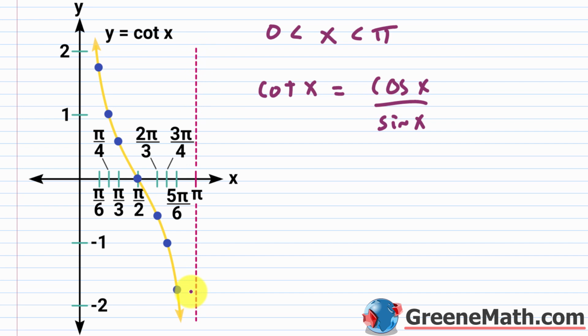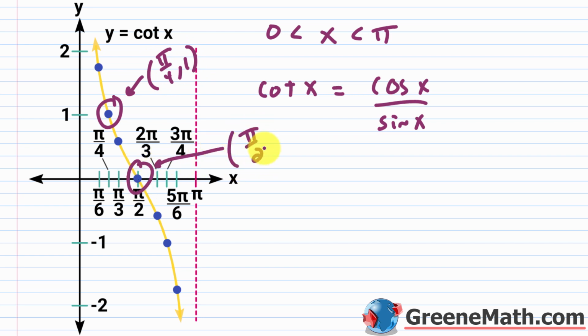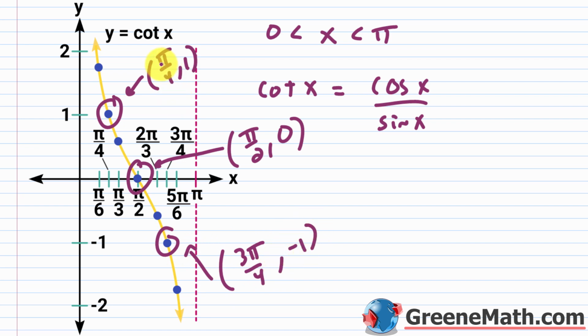In terms of your points that you're going to use, you need to memorize that you have pi over 4 comma 1. So pi over 4 comma 1, that's a quarter of the way through. This one right here is going to be pi over 2 comma 0. And then this one right here is going to be 3 pi over 4 comma negative 1. So you need to memorize this for the quarter, halfway, 3/4. Very important to memorize those.